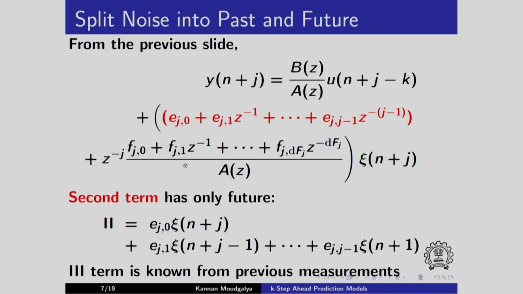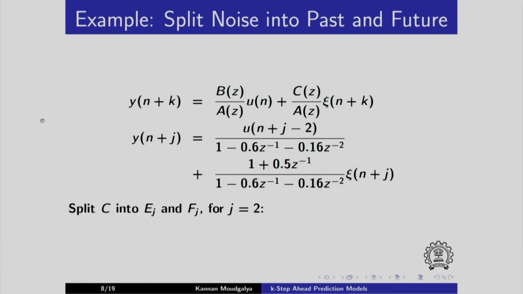Can I substitute here and simplify it? That is what we would do in the rest of this lecture. Alright, first we would take a simple example. Here is a numerical example given, and we are asked to split C into Ej and Fj for j equals 2. Okay, shall we do that?